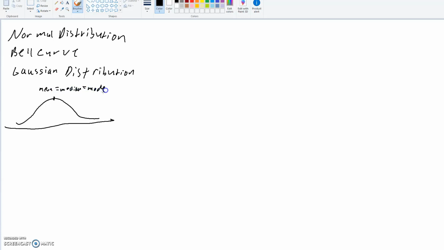equals our mode. Okay? So the mean is just our average, the median is the middlemost entry, and the mode is the most common entry. In a normal distribution, we see that this is the case. Okay? Some other properties about the normal distribution, and the most noteworthy one, goes by one of two names. One is the empirical rule, and the other is the 68, 95, 99.7.